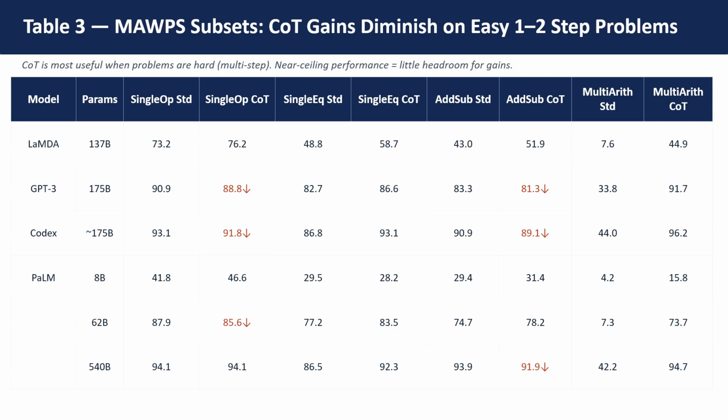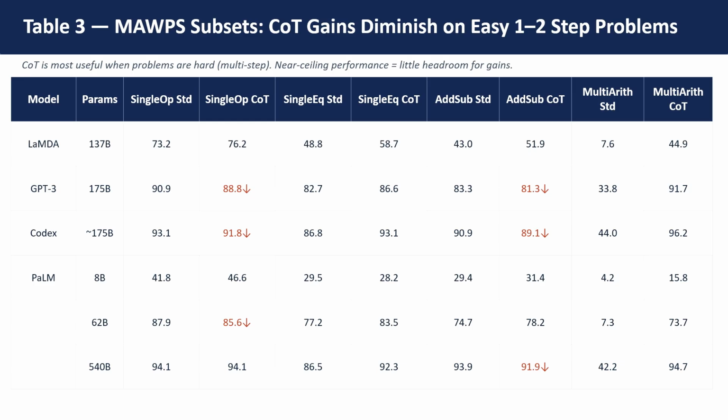Now that we have analyzed how chain of thought prompting improves performance across different tasks and how its effectiveness depends on model scale, I will now focus on understanding why this method works, where it works best, and what its limitations are. This slide analyzes performance across different subsets of the MAWPS dataset, which vary in difficulty. The subsets include single OP, problems requiring only one arithmetic operation; single EQ, problems reducible to a single equation; add sub, slightly more structured multi-step problems; and multi-arith, complex multi-step arithmetic reasoning.